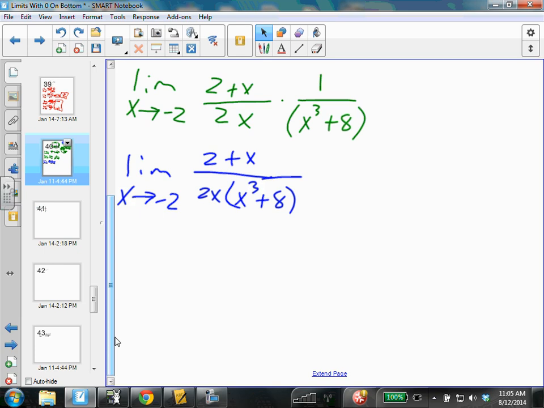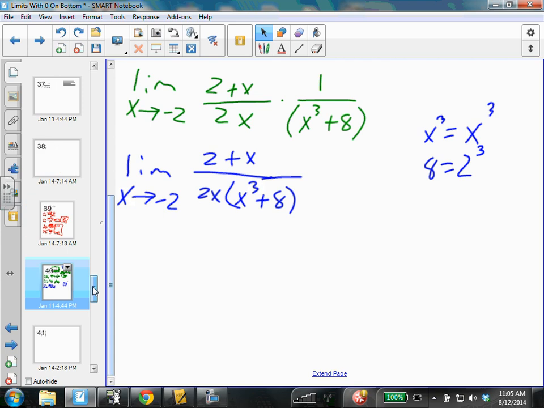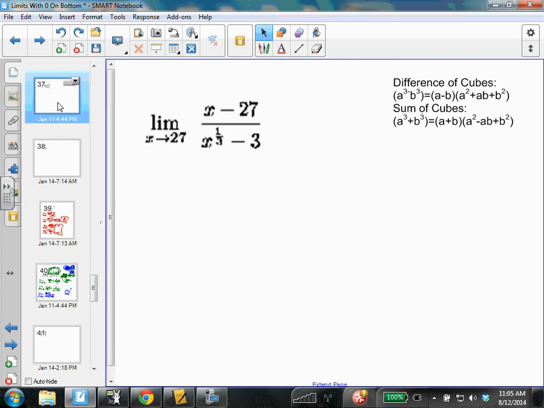Now, this is not a difference of squares. X cubed is equal to x cubed. I know that looks funny, right? But 8 is equal to what? 2 cubed. Very good. So this is actually a sum of cubes. There's a rule, and I have it back here, for the sum of cubes.